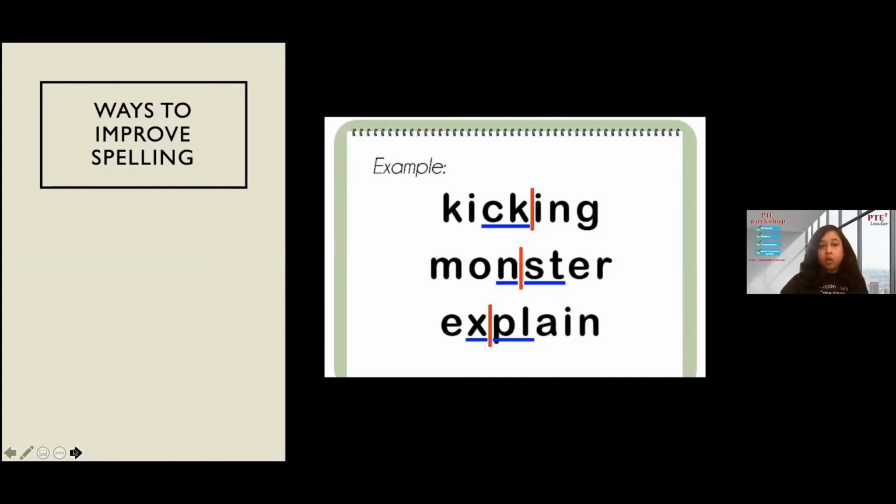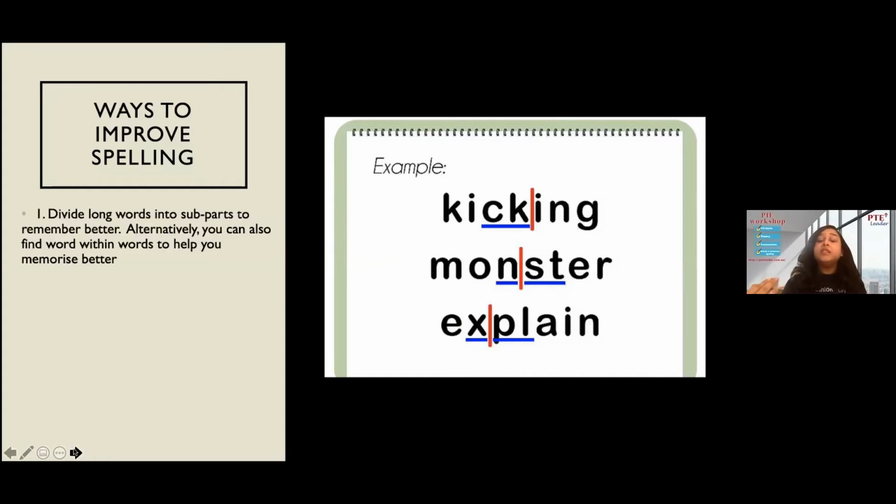The first way of doing it is dividing the words into smaller parts. This way, you will remember the word better for a longer period of time, and also you will not make a mistake when you write this word. So for example, from the picture, we can see kicking. Kicking may be a word which is very confusing for you. In that case, just divide this word into two parts, kick and ing. This way, it will help you to remember it for a longer period of time.